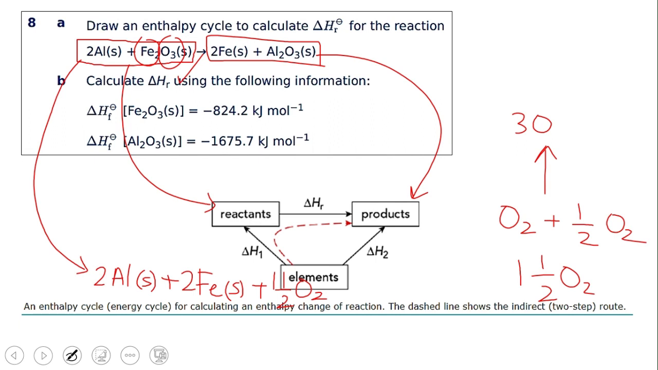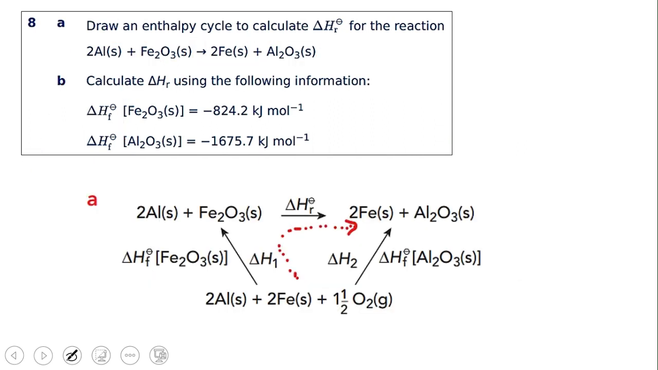So that's how we can make the cycle, and here is the final cycle that we have. Reactants here, and we have the delta H reaction. We have the products over here. We have all the elements in their standard state here.